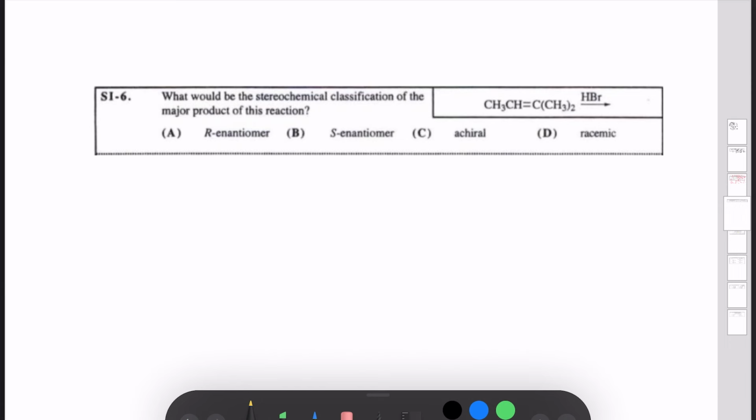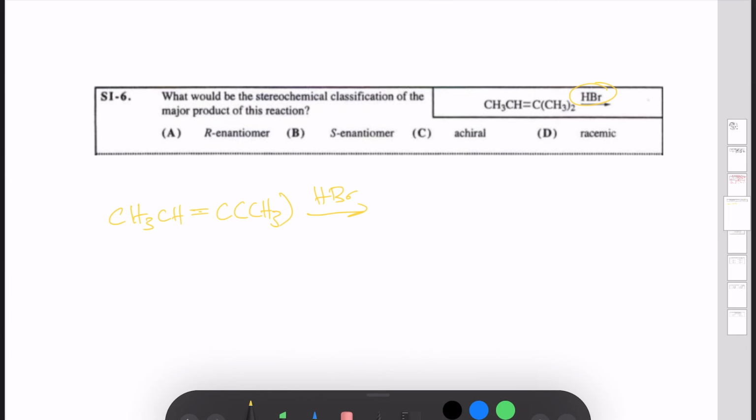For this question, we are given a reaction and we're asked to determine the stereochemical classification of the major product. So when we look at this reaction, we see that it is an alkene reacting with hydrobromic acid. And right away, this should ring in your head that this is an electrophilic addition reaction, because there's a double bond and you're adding a hydrohalic acid, namely HBr, to that, and it will result in an electrophilic addition reaction.